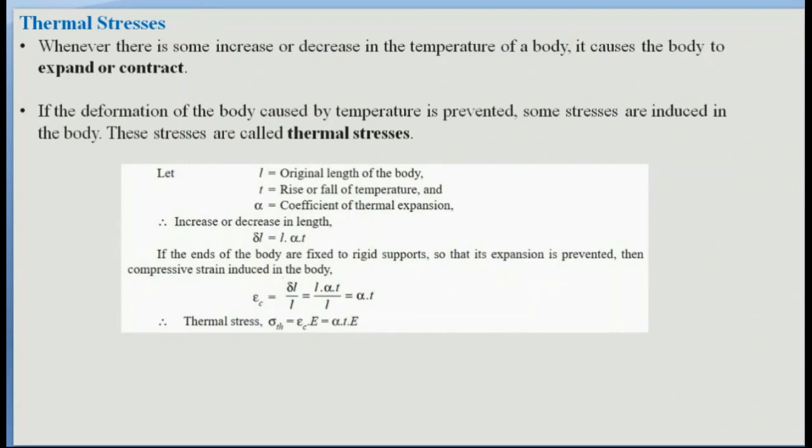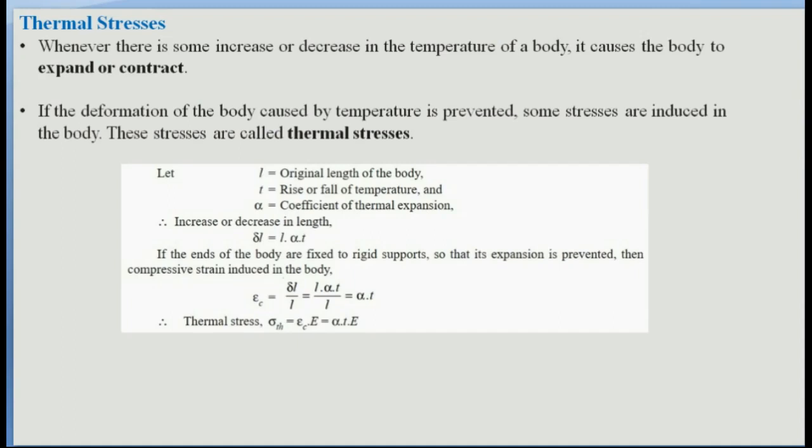If the body of length 1 meter has a thermal expansion coefficient of 1.4 into 10 to the power of minus 8 per degree centigrade, and T is the temperature difference, that means it has raised the temperature from 20 degrees to 100 degrees centigrade. That means there is a change in temperature of 80 degrees. So that 80 degrees centigrade into the alpha for the material and the length of the material will give us the free expansion if it is heated. If it is cooled, then we call it free contraction.